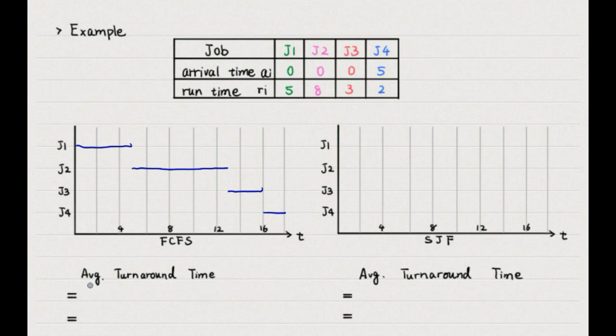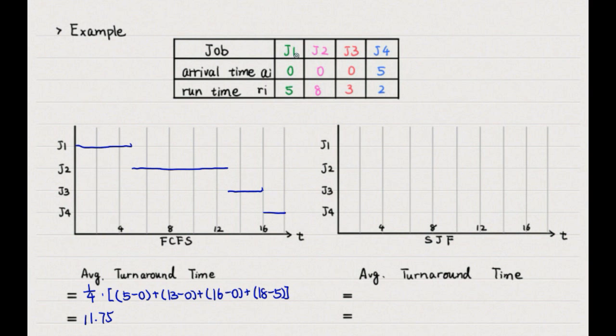The average turnaround time is 1 over the number of jobs, 1 over 4, times the turnaround time of J1, which is 5 minus 0, the turnaround time of J2, which is 13 minus 0, the turnaround time of J3, which is 16 minus 0, and the turnaround time of J4, which is 18 minus 5. That gives 11.75.